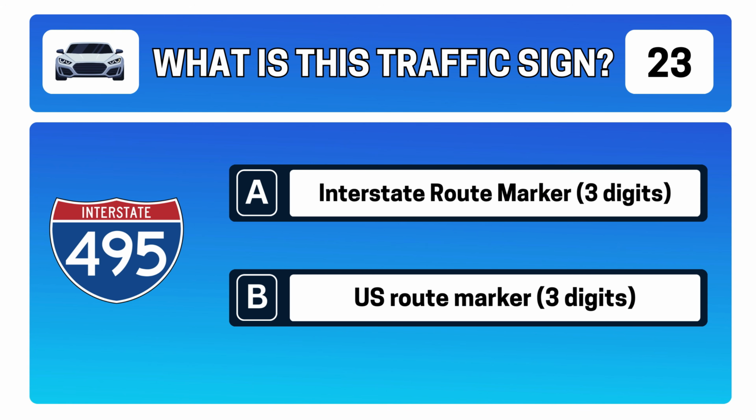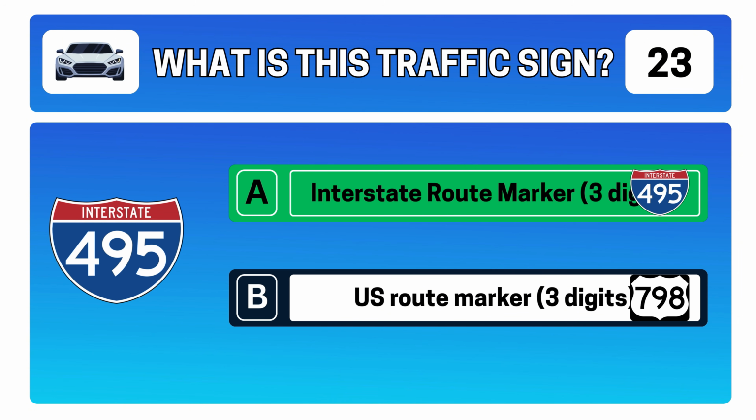What is this traffic sign? A. Interstate route marker, 3 digits. B. U.S. route marker, 3 digits. Right. It is the interstate route marker, 3 digits sign.